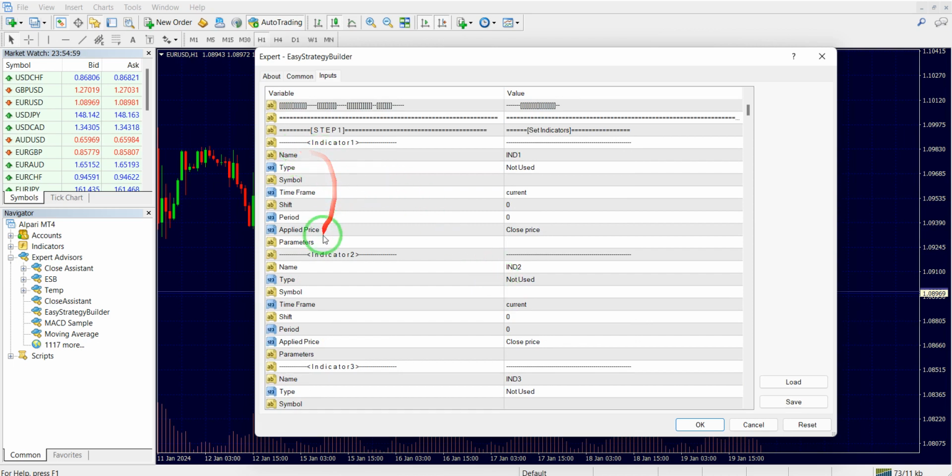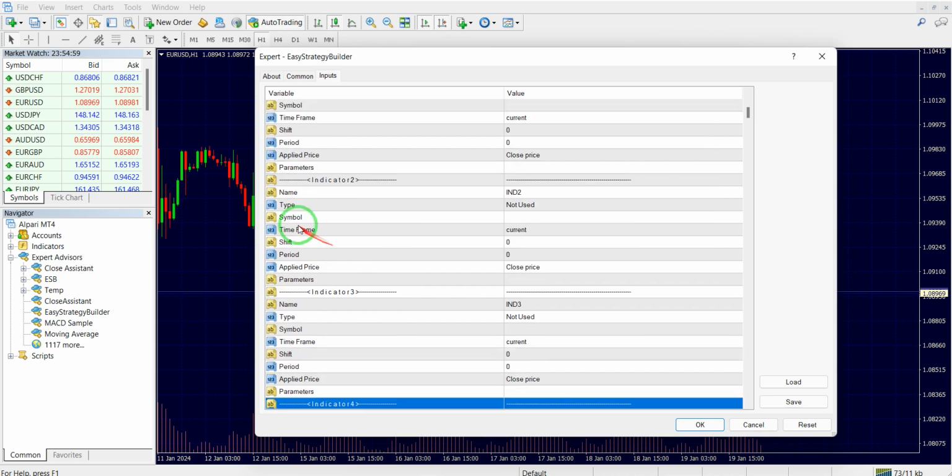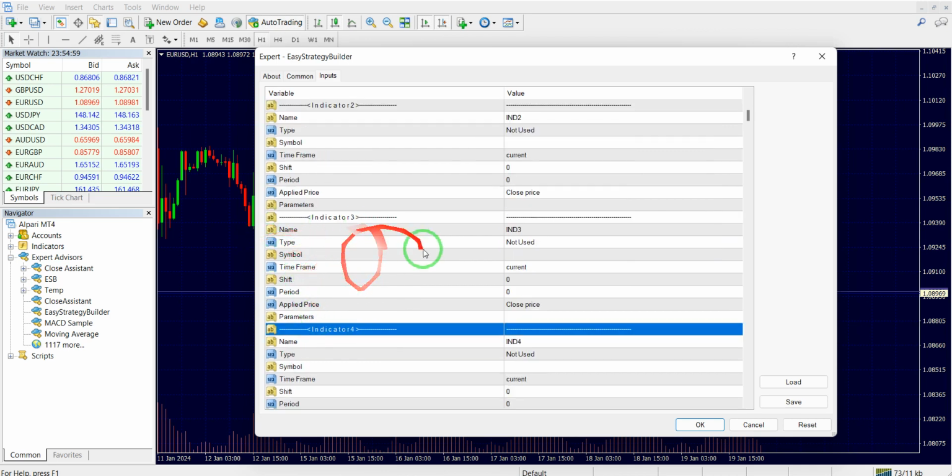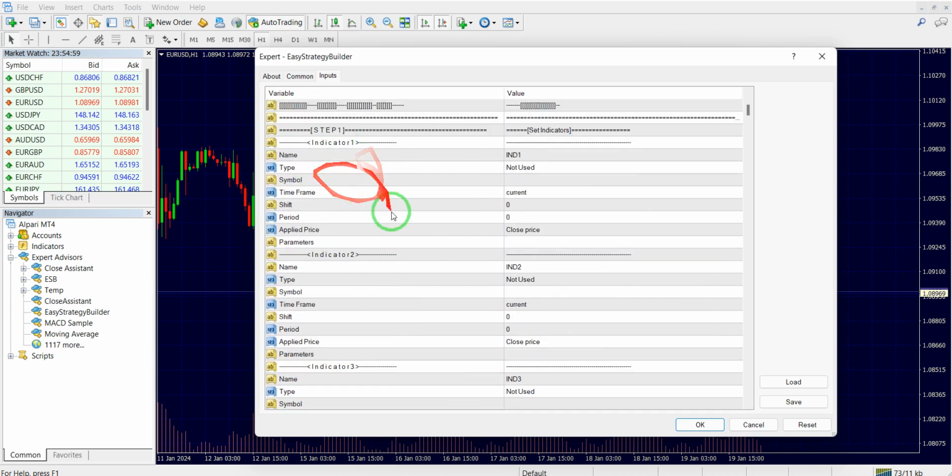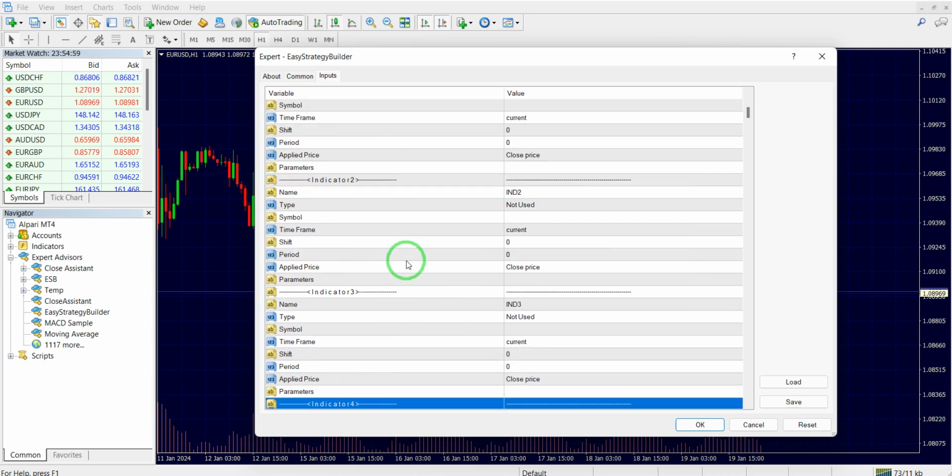The settings for these indicators are all the same. So: name, type, symbol, time frame, shift, period, applied price, and parameters. Again, name, type, symbol, time frame, shift, period, applied price, and parameters. Again, name, type. So all of these indicators, the settings are the same. So if you know how to set one indicator, you can add any other indicators that you need.